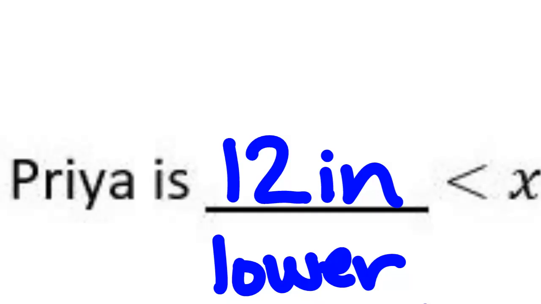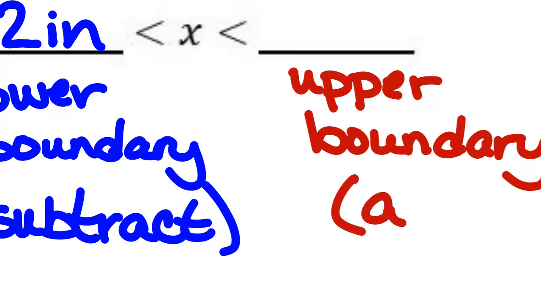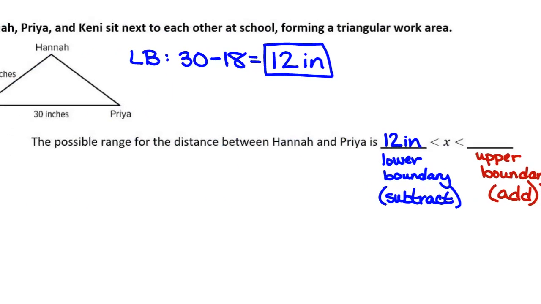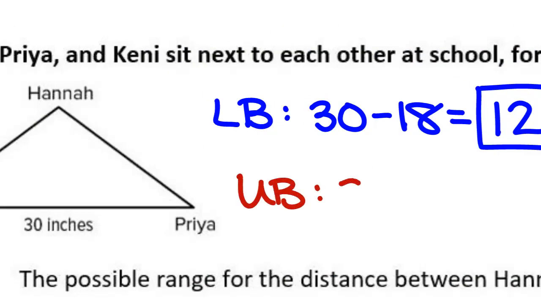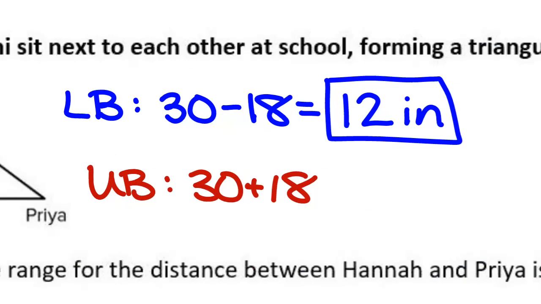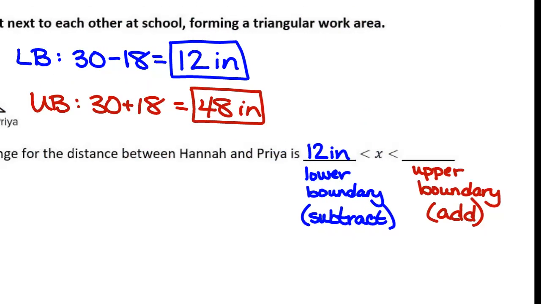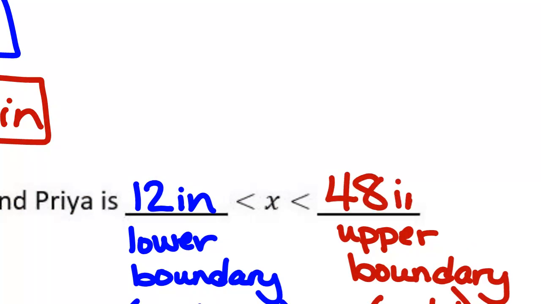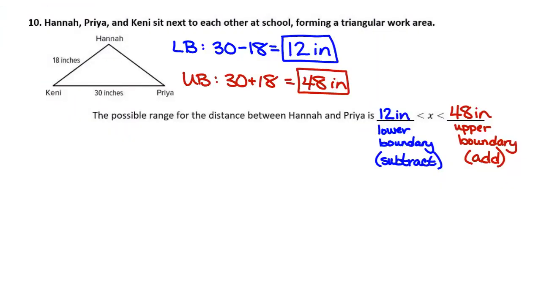What do you think I do to find the upper boundary? Add. Upper boundary, 30 plus 18, we get 48 inches. Nicely done. Whenever we are looking at just one triangle and we want a double-sided inequality, that's where you subtract to find the small, add to find the big. If it's two triangles and we want to find a range for x, that's when we do the hinge theorem.